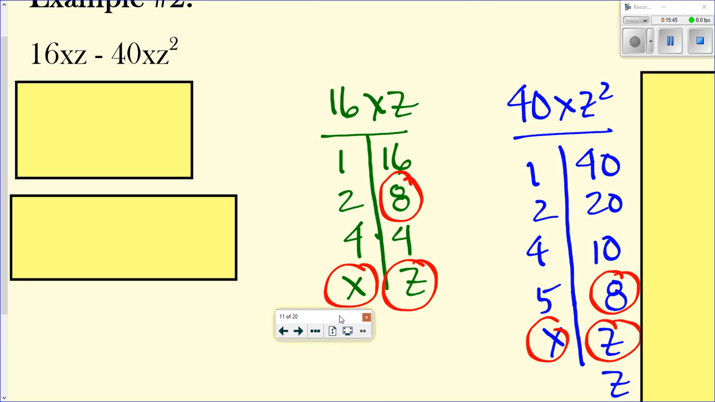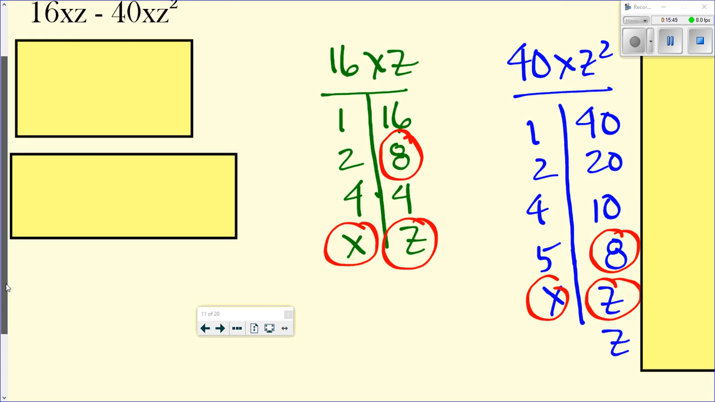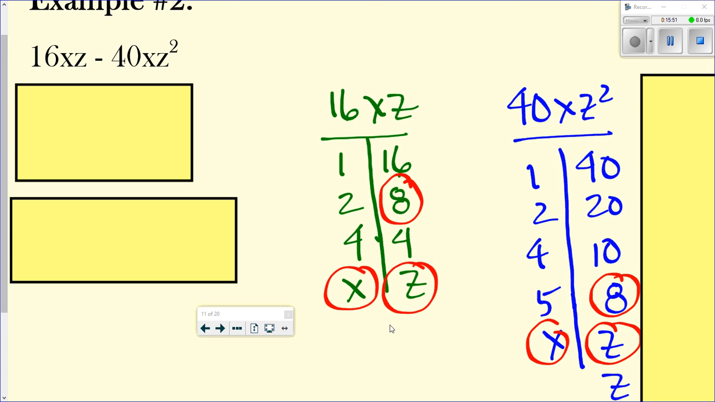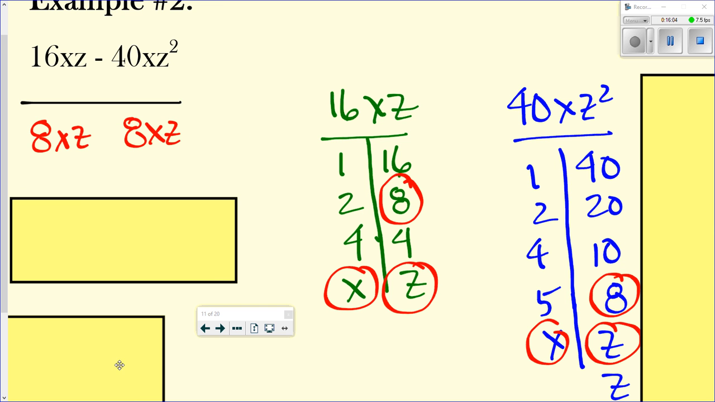What do they have in common? What's their greatest common factor? The greatest common factor is 8xz. They have 8, that's the highest one, and they have at least one x in common and one z in common. So you take that, and then you're going to divide each term by the greatest common factor.